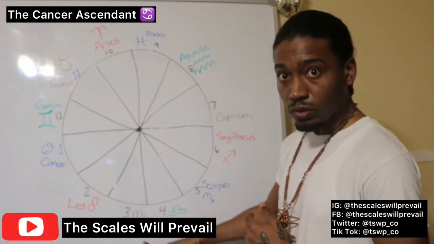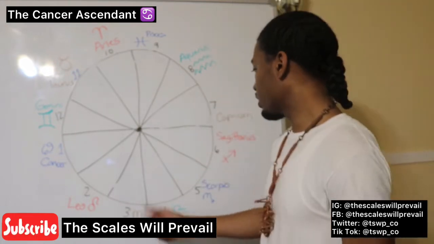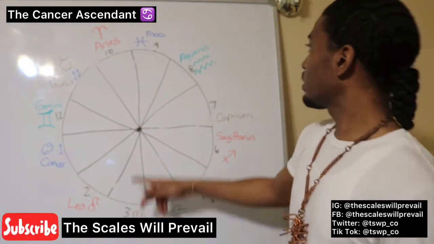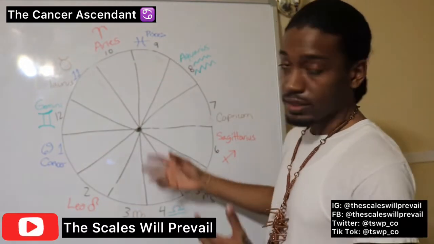We got Virgo, if you can see this. Y'all see that? Yeah, we got Virgo. Virgo in the 3rd house versus Pisces in the 9th house. We're going to balance out these energies.